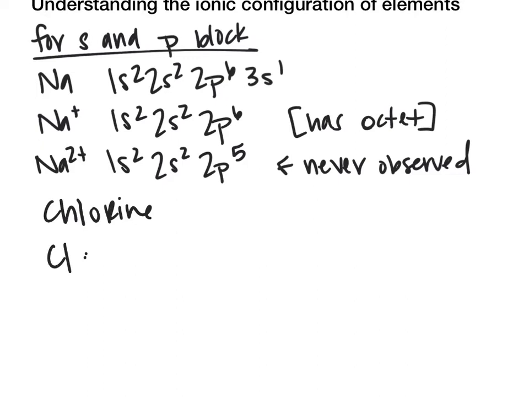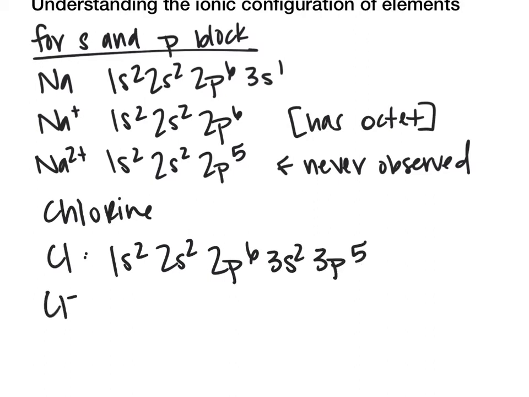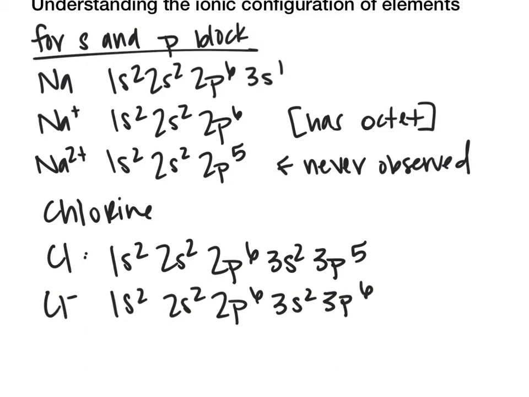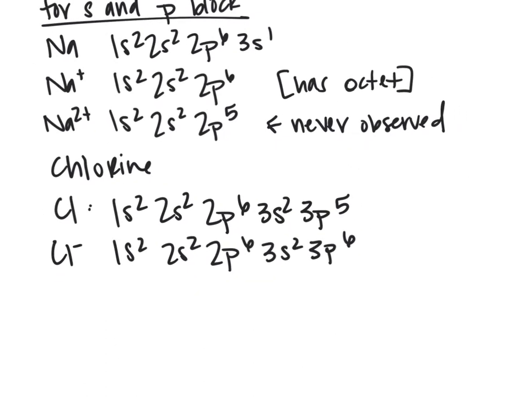So we have Cl, which is 1s2, 2s2, 2p6, 3s2, 3p5. We do often observe chlorine minus, so 1s2, 2s2, 2p6, 3s2, 3p6. But we also do not observe chlorine 2 minus, where you would add the 3s2, 3p6, 4s1. This is not observed.